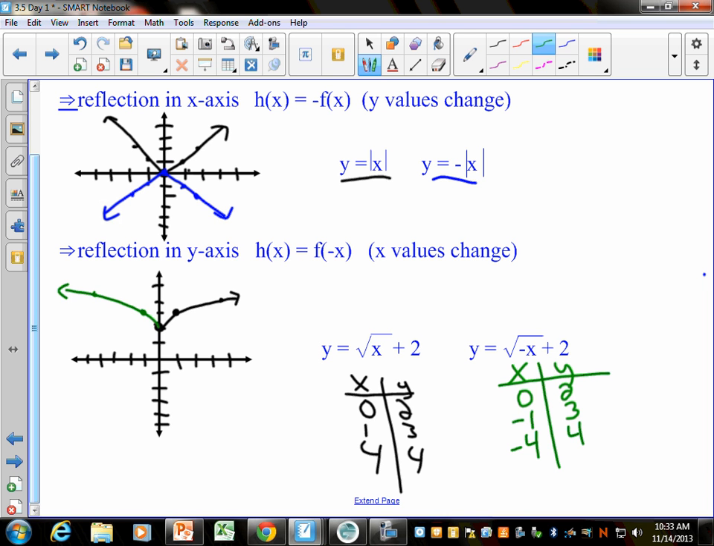Questions about those reflections? Usually people do okay with the sliding left, right, up, or down. Reflecting is not so bad, even though I pick points. But then the other type of transformation is stretching and shrinking, or this book calls it stretching and condensing instead of shrinking. And that's where it changes the shape.